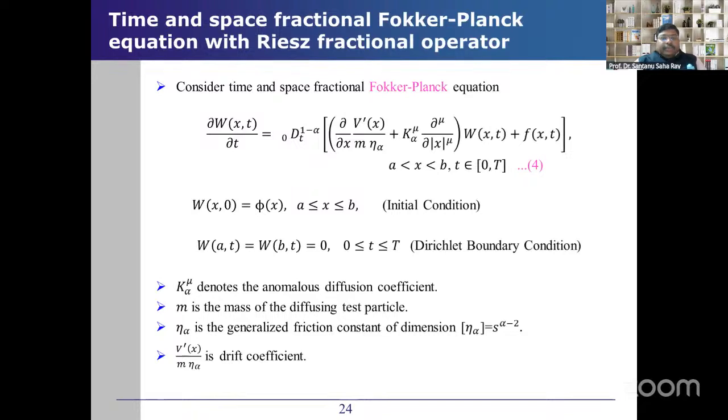Next is the time-space fractional Fokker-Planck equation given by equation 4, with initial condition w(x,0) equal to phi(x), where x is greater than or equal to a and less than or equal to b, and with the Dirichlet boundary condition. Here also it is a homogeneous boundary condition, w(a,t) equal to w(b,t) equal to 0 for t greater than or equal to 0 and less than or equal to capital T. And here K alpha mu is the anomalous diffusion coefficient, m is the mass of the diffusing test particle, and d prime x, m eta alpha is the drift coefficient.